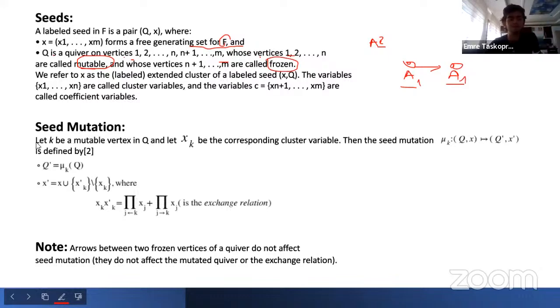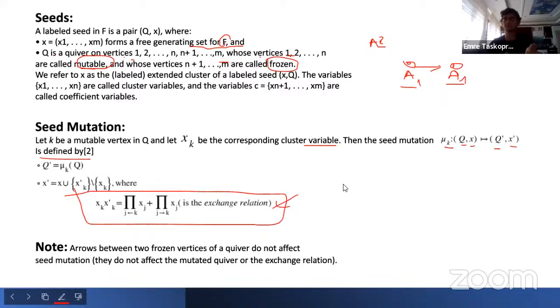Now moving on, we have the seed mutation part. Seed mutation can be defined by letting k be a mutable vertex in Q, and letting xk be the corresponding cluster variable. Then seed mutation mu_k of (Q, X) goes to (Q', X'), and it's defined by our exchange relation, which is right over here. We've seen this exchange relation in the definition of cluster algebra.